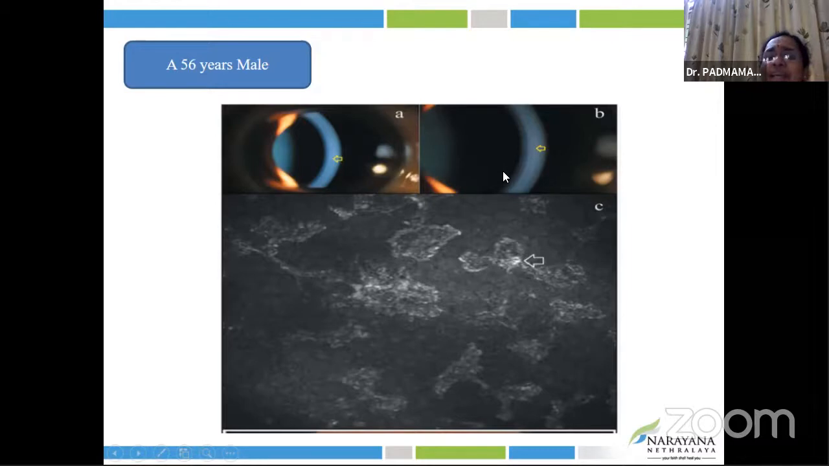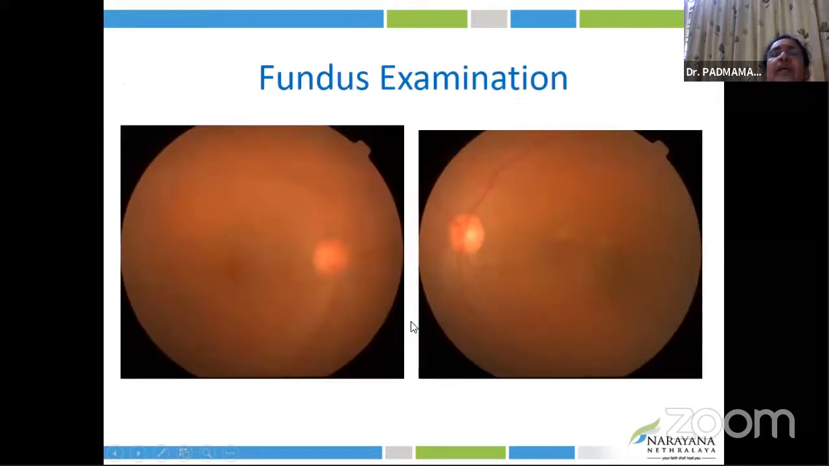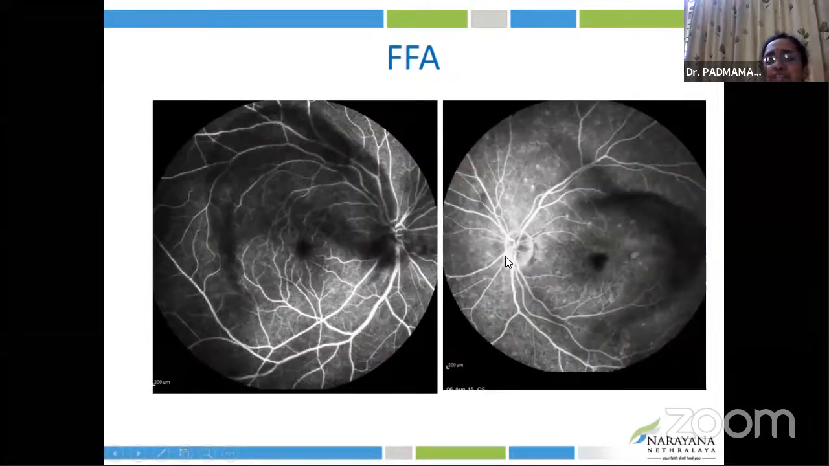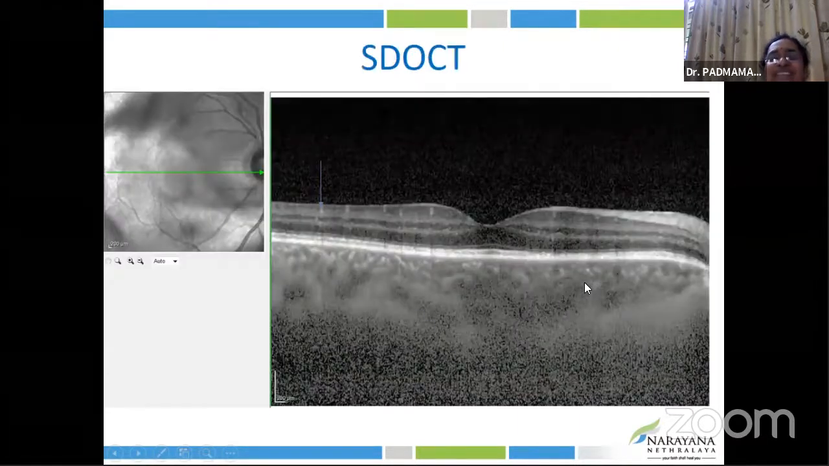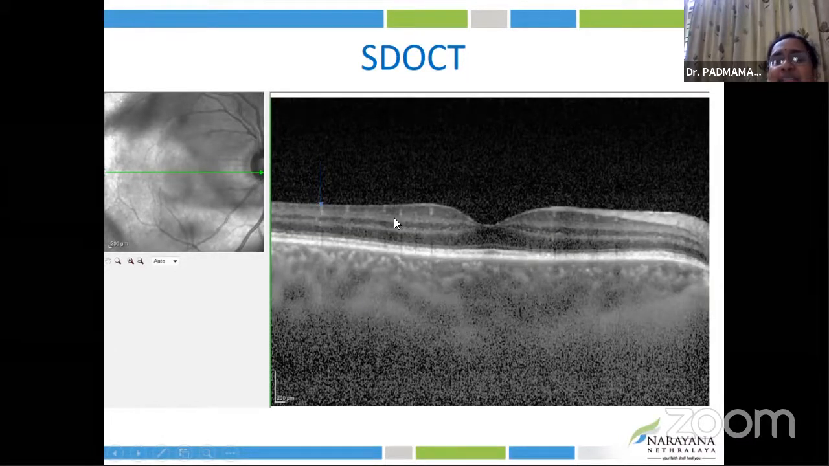A 56-year-old male presented with recurrent uveitis and not responding well to the systemic steroids. He had a few white keratic precipitates. Confocal imaging showed incomplete floral pattern in both eyes. Fundus imaging showed vitritis with multiple ill-defined hypopigmented lesions in the fundus. FFA shows block fluorescence with multiple hyperfluorescent spots in both eyes. I would like to draw attention to OCT, which shows multiple vertical hyperreflective lines.